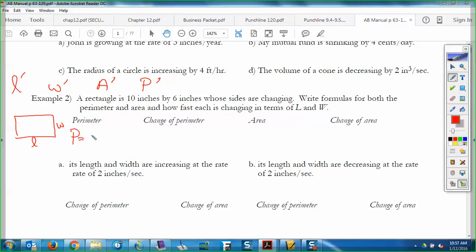Okay? All right. So it says write formulas for both. So perimeter is 2L plus 2W. So what would the change in perimeter be? P prime equals 2L prime. Isn't that implicit differentiation? Right? You would do the normal derivative, but then you would tack on an L prime or a W prime, because we're doing it with respect to time, T, right? This is implicit differentiation that we're doing here.